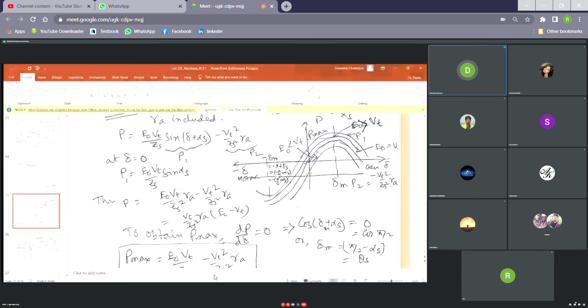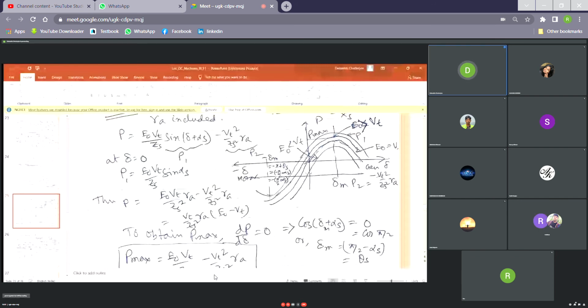So there will be three cases. You can excite the machine in such a way that E0 equal to Vt. That is known as normal excitation. In that case, the resultant plot will pass through the origin, right? That has been shown in the third plot from the top, E0 equal to Vt.